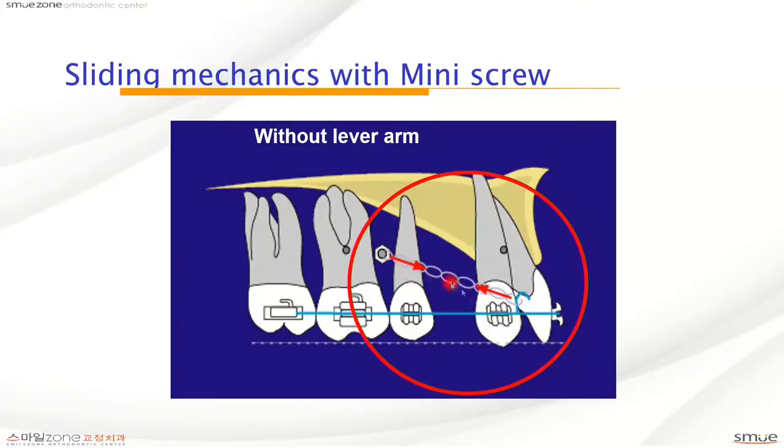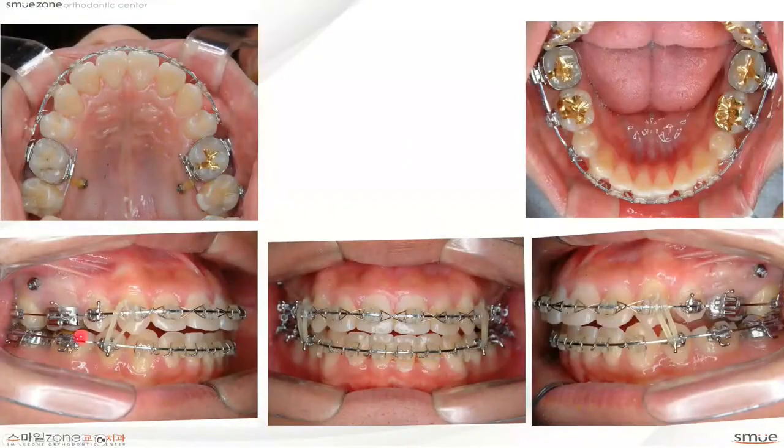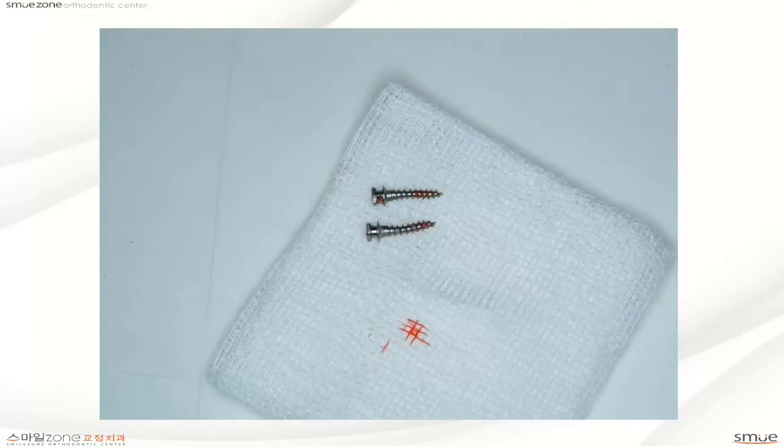You can use that type of application or a parallel application depending on the case. Помните, мы говорили о вот этом направлении силы для того, чтобы закрыть открытый прикус. Intruding and retracting and using vertical elastics to close the bite. Поэтому в этом случае еще используем межчелюстные эластики. When I removed the mini screw, it was bent like this, and the force was very heavy. После удаления мини-винтов я заметил, что они изогнулись. Это говорит о том, что сила прикладывалась достаточно большая.